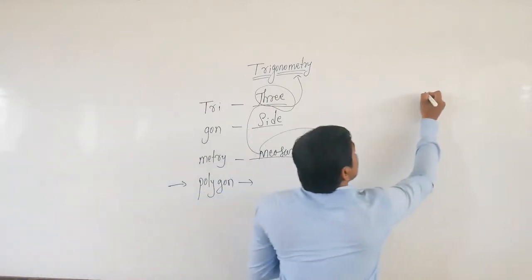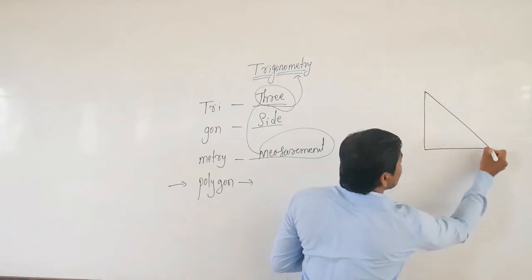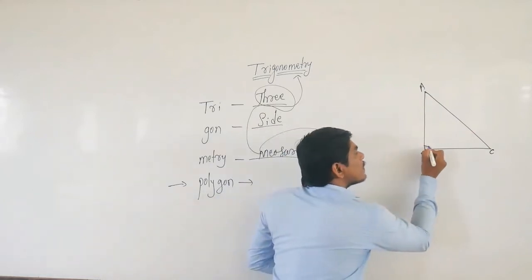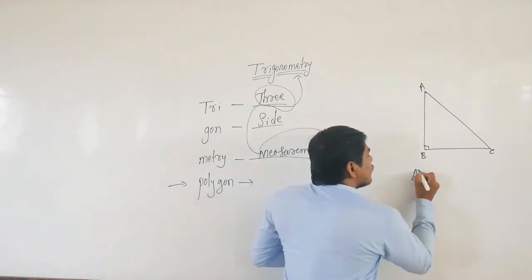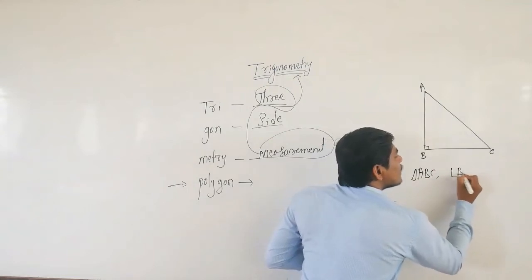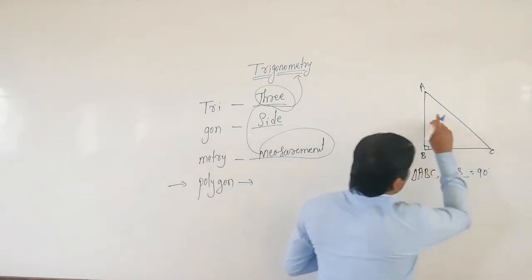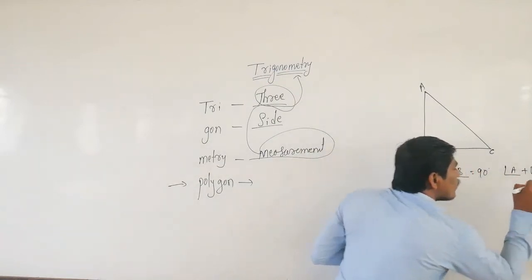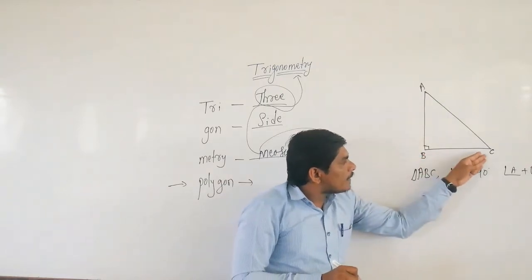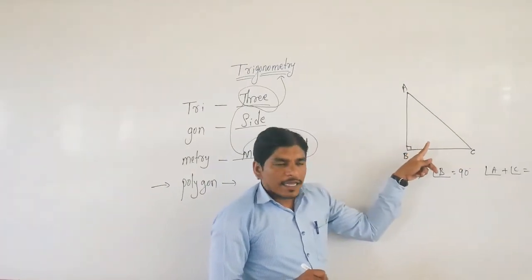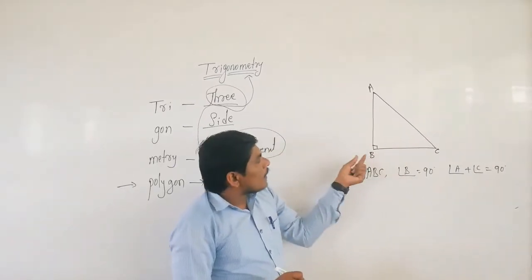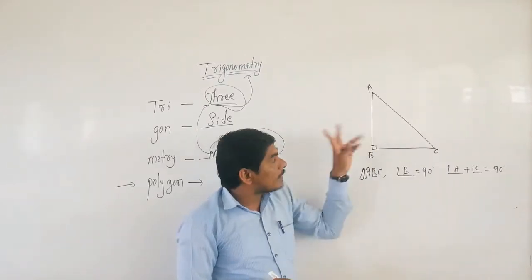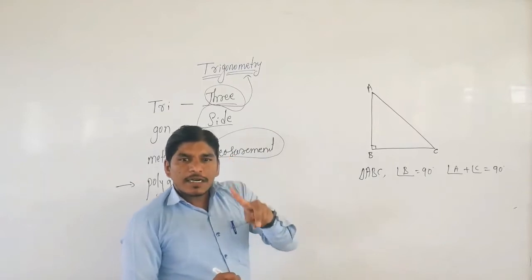Now here this is a right angle triangle ABC, angle B is equal to 90 degrees. One thing you have to notice in this figure: angle A plus angle C is equal to 90 degrees, because of the angle sum property in a triangle, the sum of interior angles is equal to 180 degrees, no? That's why this angle is 90 degrees, and the remaining two angles sum to 90 degrees.